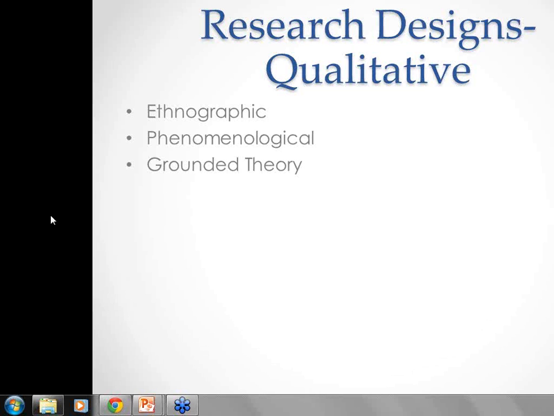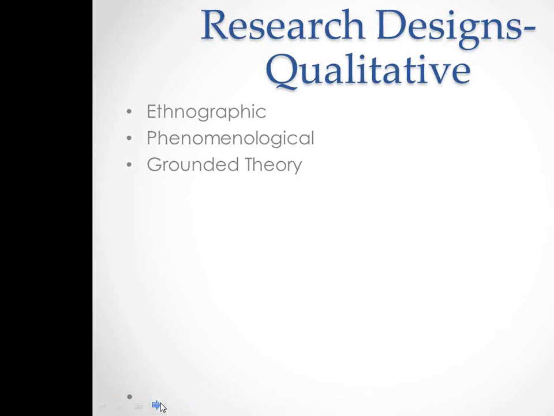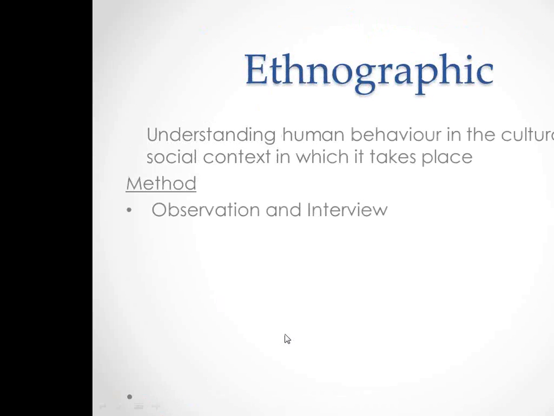So we look at ethnographic research to start with. Ethnographic research is typically research that looks at understanding human behaviour in the cultural and social context in which it takes place. So if our research design and our methodology is an ethnographic research design, then we will often use methods such as observation and interview. Because if we are looking to understand human behaviour in the social context that it takes place, then we want to see the people in their native environment, for want of a better expression.